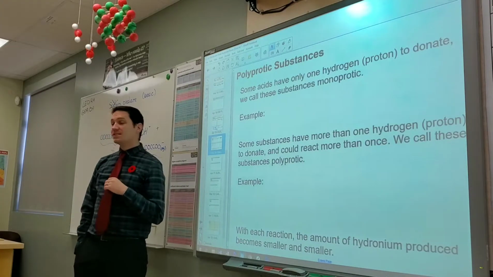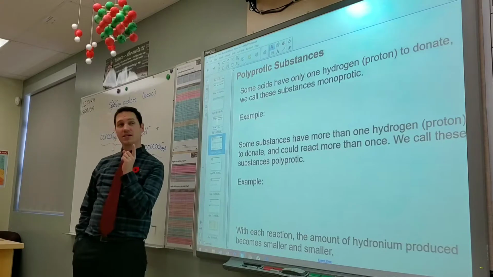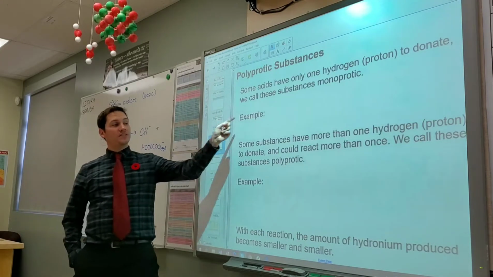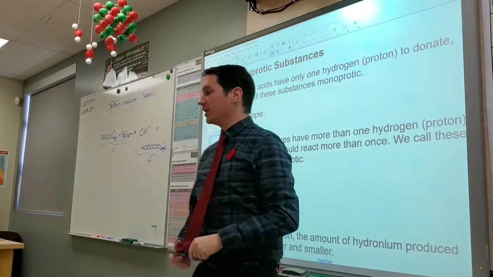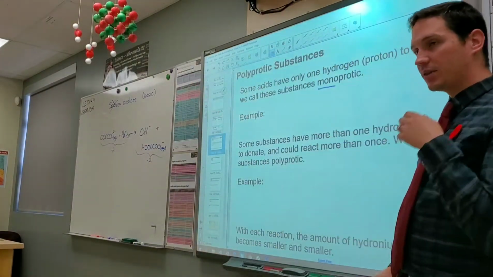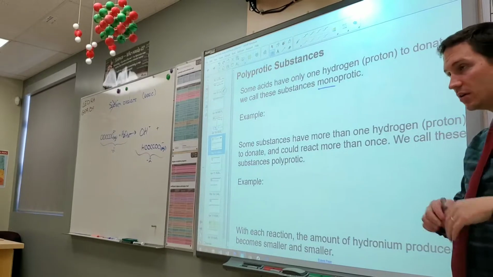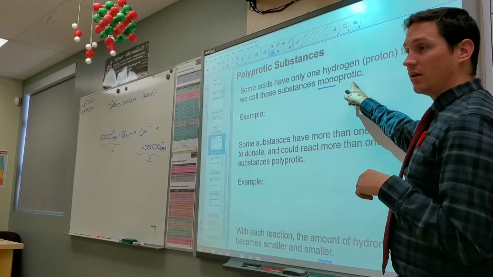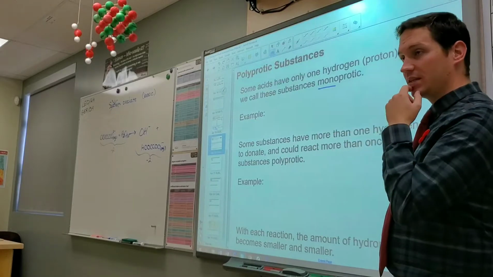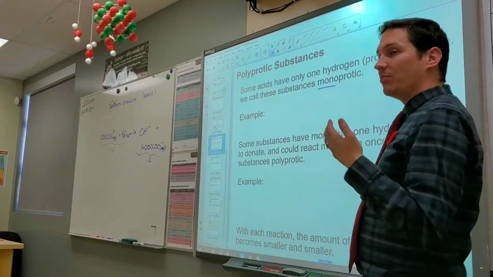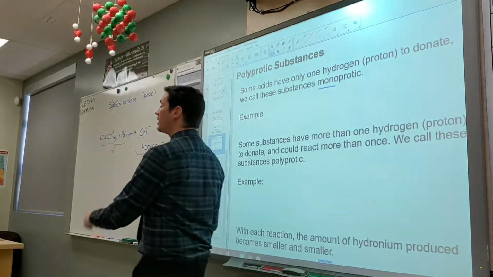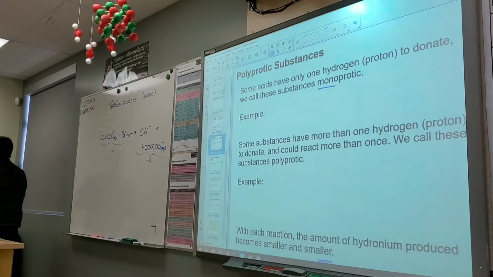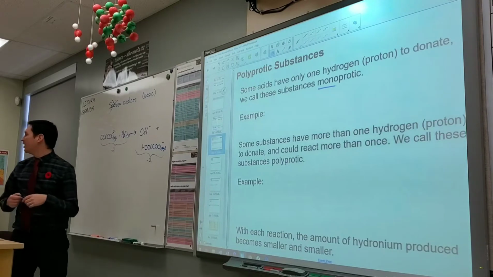Okay, some acids only have one hydrogen to give away, okay? We call these substances monoprotic. Does anybody know what the prefix mono is? One. So one, and then protic, what does that mean? Proton. So one proton to give away. For example, let's pick not a very common substance. Yeah, let's pick ethanoic acid.